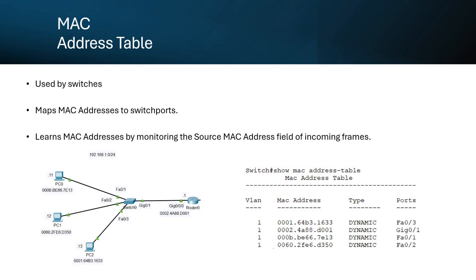to the destination device. We can look at the example here and we can see that PC0 uses a MAC address ending in 7E13. And if I look at the MAC address table in my switch, I can see that I have an entry for 7E13. I learned it dynamically, and it's assigned to port FastEthernet 0/1. Therefore, any frame with a destination MAC address of 000B.BE66.7E13 will be sent out port FastEthernet 0/1.